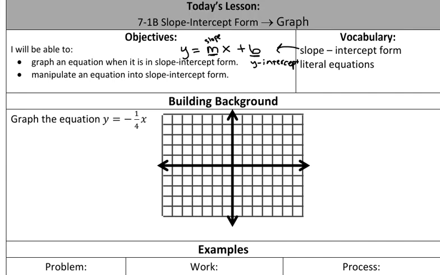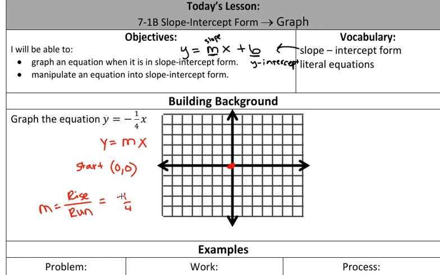So flashback to circuit 5, I want to say. We worked with direct variation equations, which was just y equals mx. And we knew with this equation, it always went through 0, 0. So we start at 0, 0. And then we're going to rise and run. And our rise and our run is our m. Okay, and our m is negative 1/4.